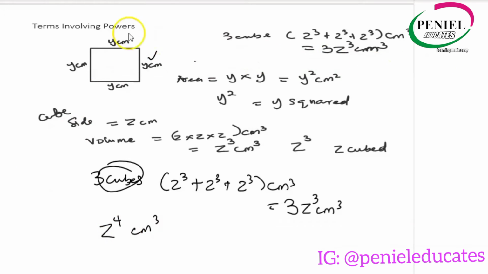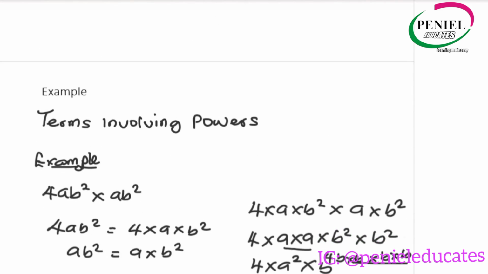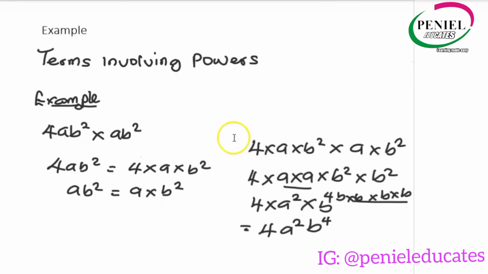All right, so let's look at examples involving powers. Okay, we're given 4ab squared multiplied by ab squared. Once you do that, you know that this is actually 4 multiplied by a multiplied by b squared, then multiplied by a multiplied by b squared. That's what it means.